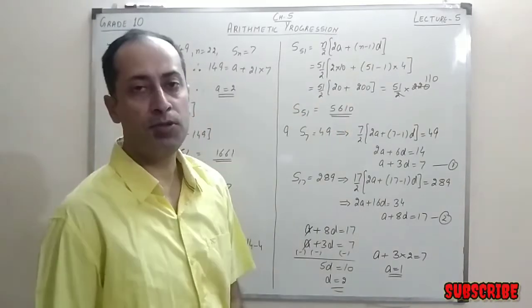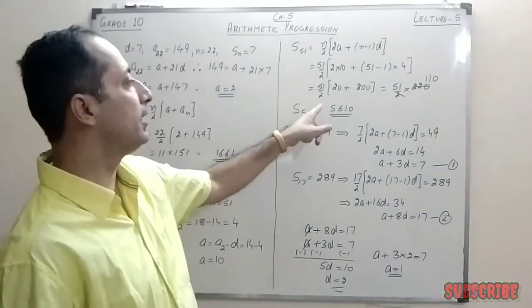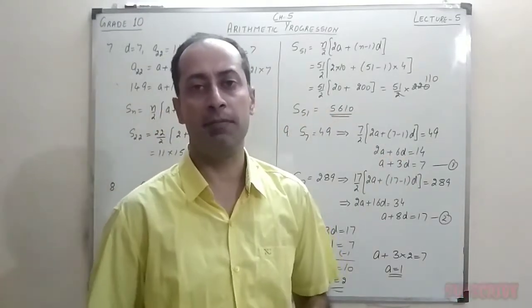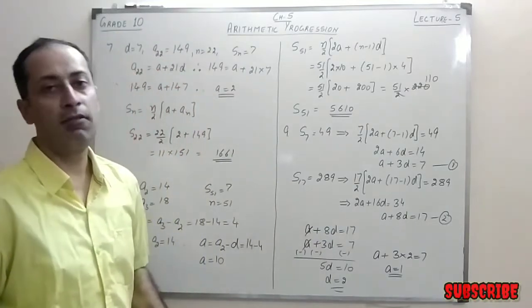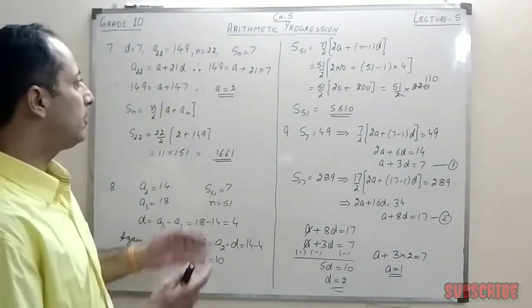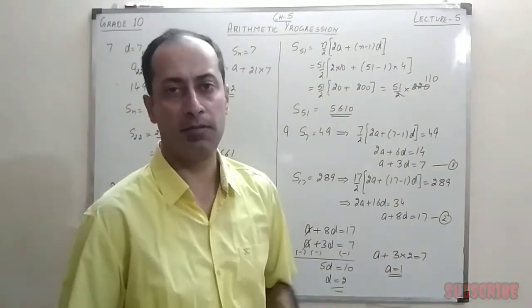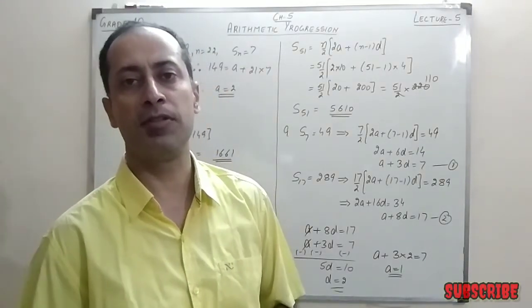20 plus 200 becomes 220. When we open the bracket, this 2 cancels with this 220 and I am left with 110. And 51 into 110 would be 5610. So these were quite simple questions, not very difficult, direct questions you can say.